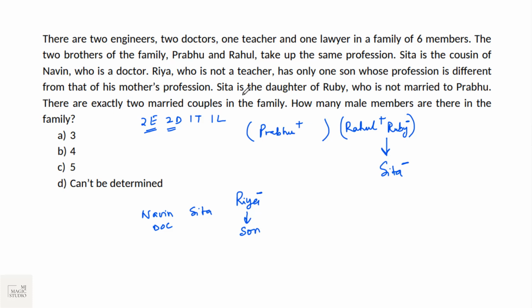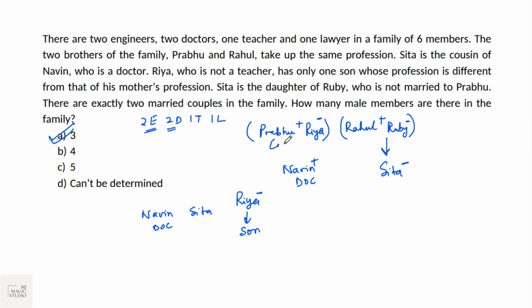Now Naveen is cousin of Sita. Sita is cousin of Naveen. That means Naveen is there. Riya's son is Naveen. Riya is wife of Prabhu. So this is the family of 6. There are 2 married couples. Question is, how many male members are there in the family? 1, 2, 3. 3 male members are there, which we can find. And let us try to find whether we can find the profession or not.